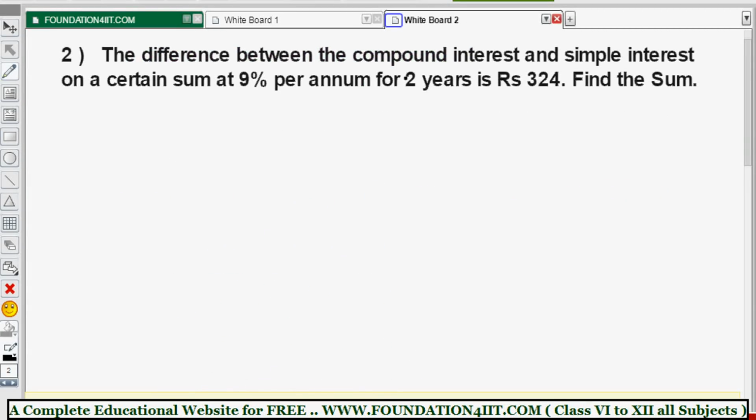The difference between compound interest and simple interest is given, that is 324, for 9% rate and 2 years. In case it is, then find out the sum. Same principle you should follow. Okay, let's see this. Let the required sum be x, because the sum we don't know. Let principal be x, I took x rupees. Then remaining is given, rate is equal to 9% per annum, and time is 2 years.